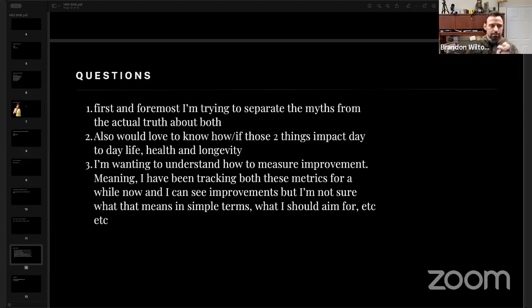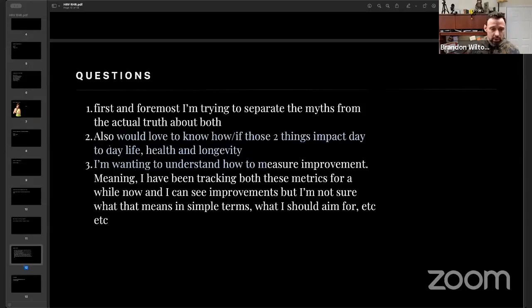Another question: I'd love to know if those two things impact day-to-day life, health, and longevity. Yeah, I think we've covered that pretty well. More appropriately, your day-to-day life impacts your health and longevity. So let's flip that. Again, HRV is a measurement of your autonomic nervous system. And if you're in a sympathetic state too often, what's going to happen? Cardiovascular disease, depression, anxiety, fatigue, ANS dysfunction, where you'll have a hard time regulating heart rate, blood pressure and thermoregulation, poor sleep, reduced cognitive function.